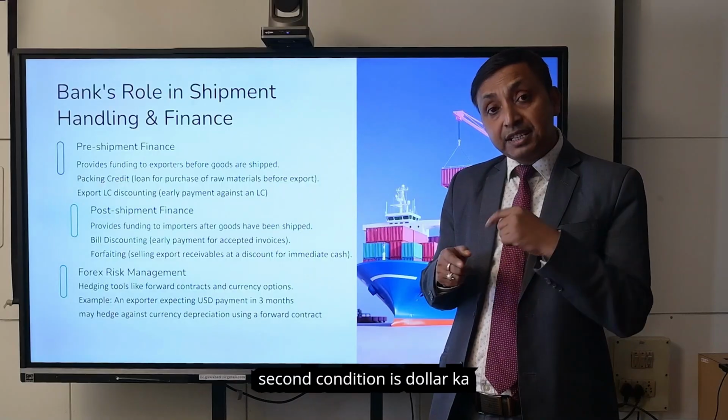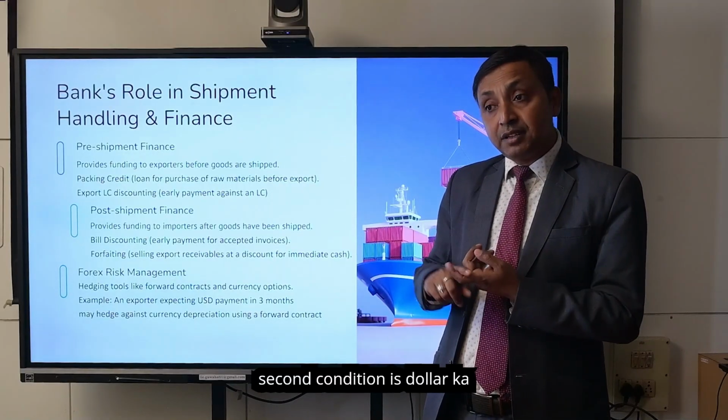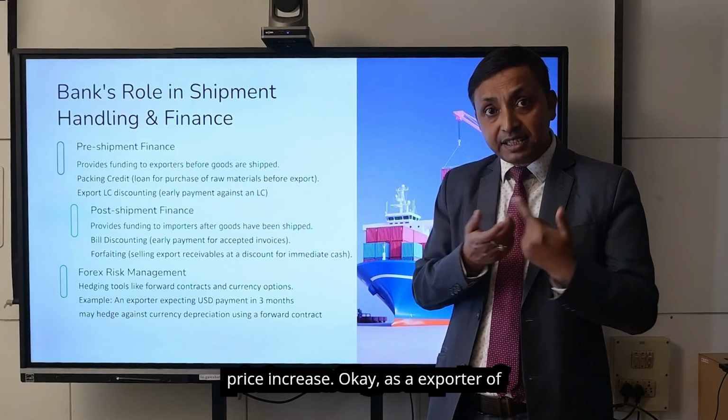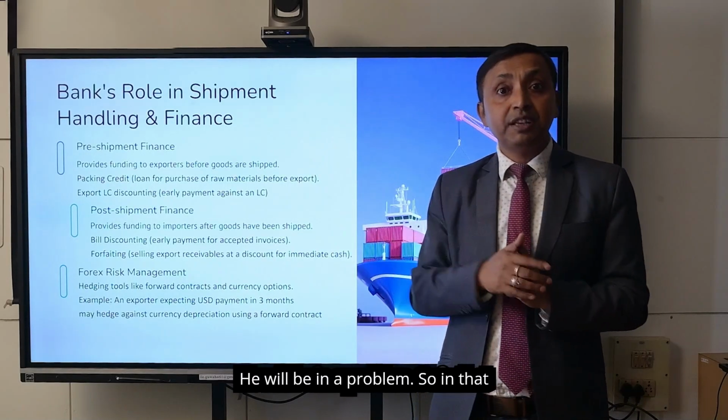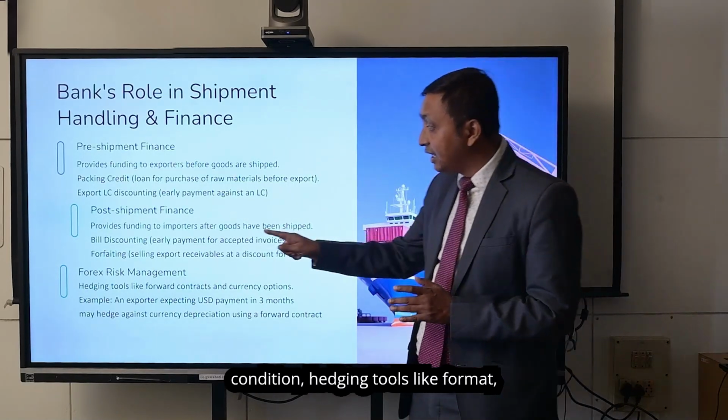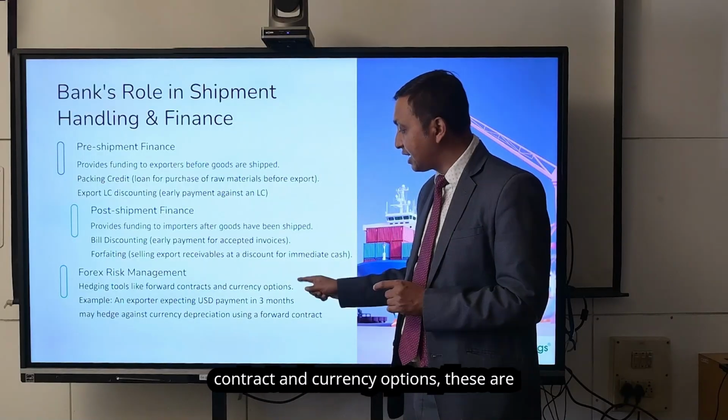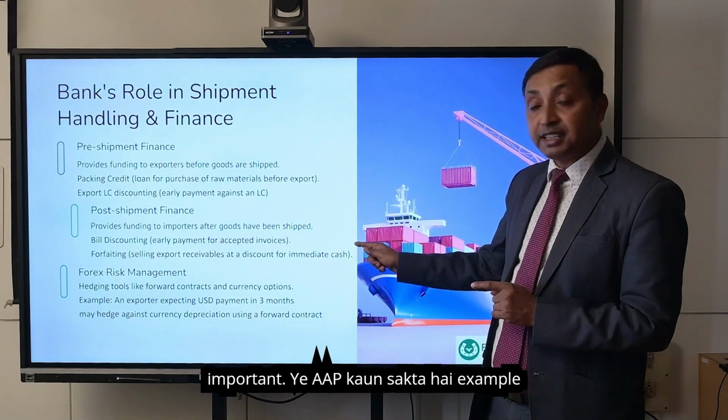वन कंडीशन. सेकेंड कंडीशन इज डॉलर का प्राइस इंक्रीज हो गया. As an exporter तो आपका फायदा हो जाएगा but for an importer he will be in a problem. So in that condition, hedging tools like forward contract and currency options, these are important. ये आप बोल सकते हैं.